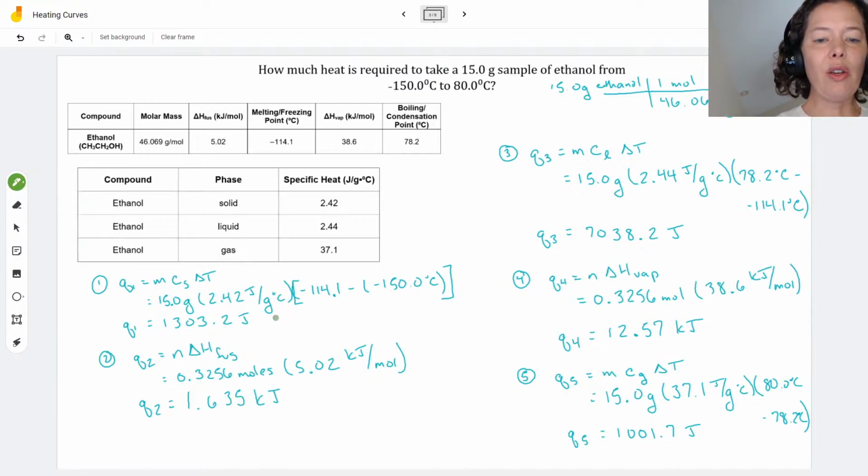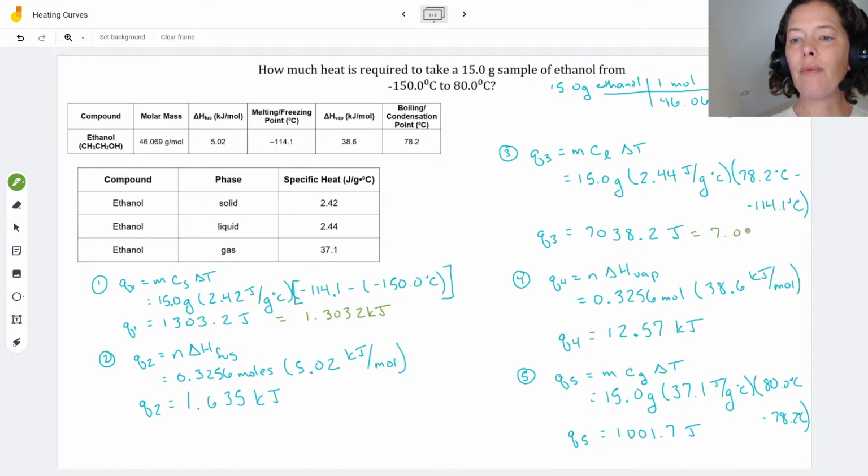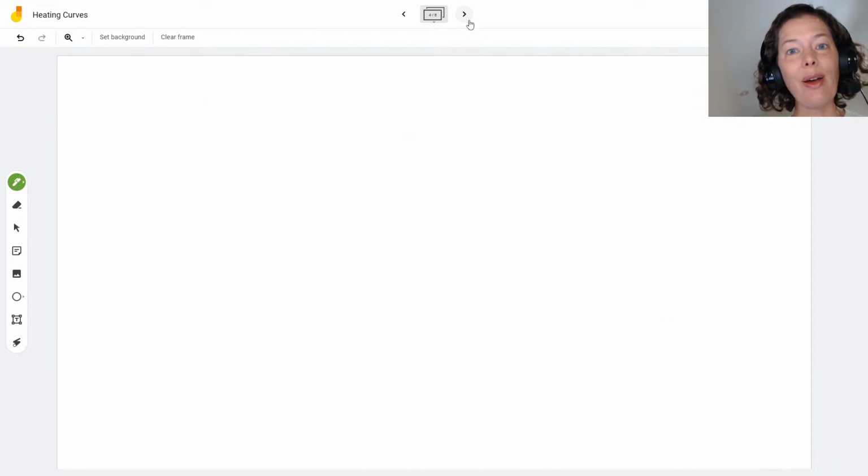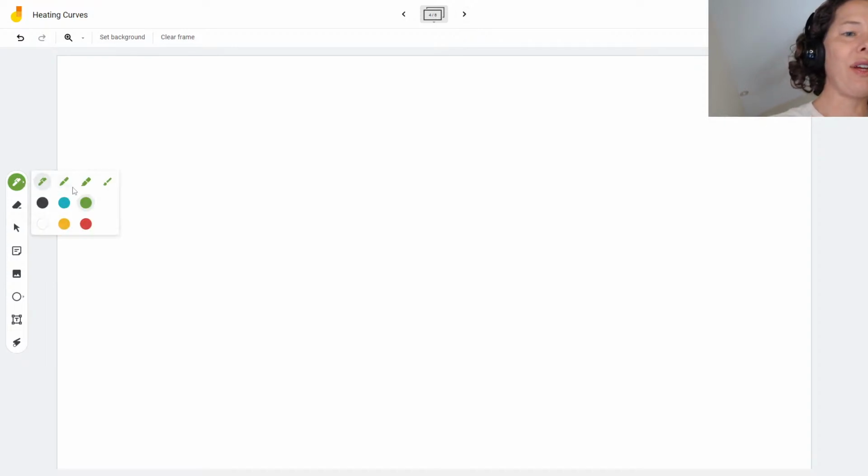So let's do that very quickly before we add everything up. I'm just going to take my Q1 and convert to kilojoules. I'll do the same thing with Q3. And that is now kilojoules, and also for this last one, that is kilojoules. Now, because I'm running out of space here, I am going to go to our blank page. I thought I might need a little bit more space. And now we're simply going to add everything together.